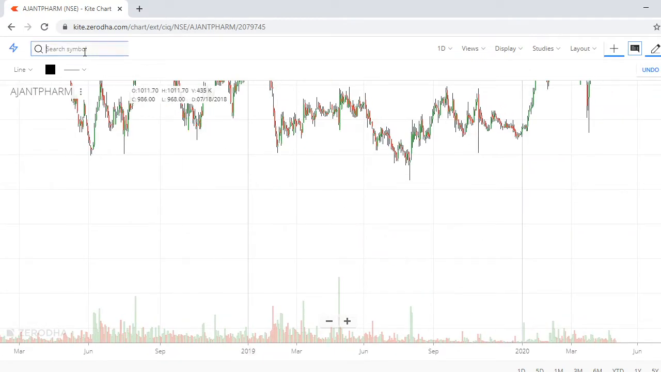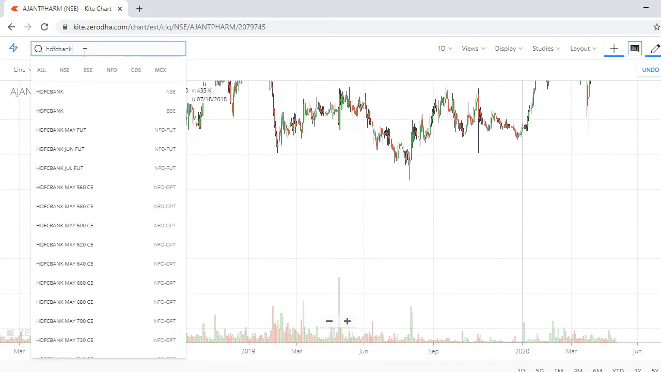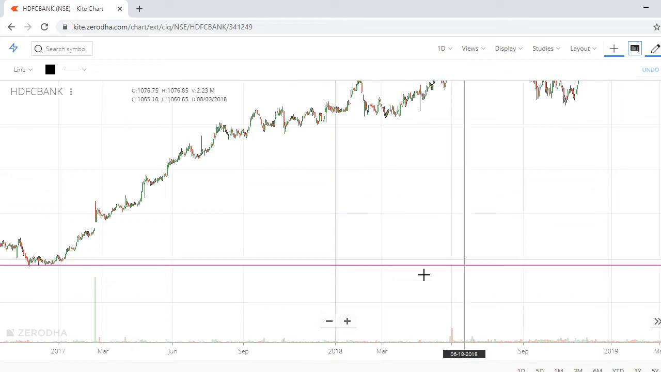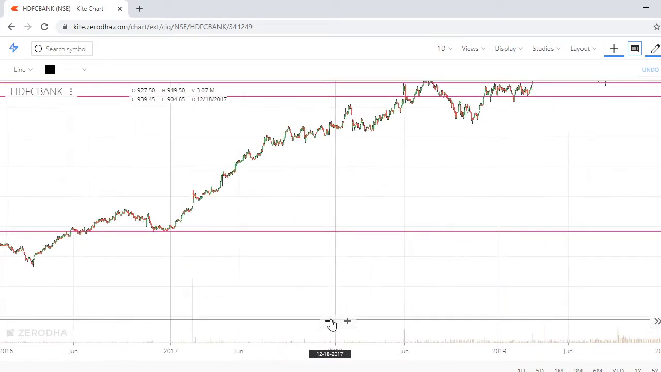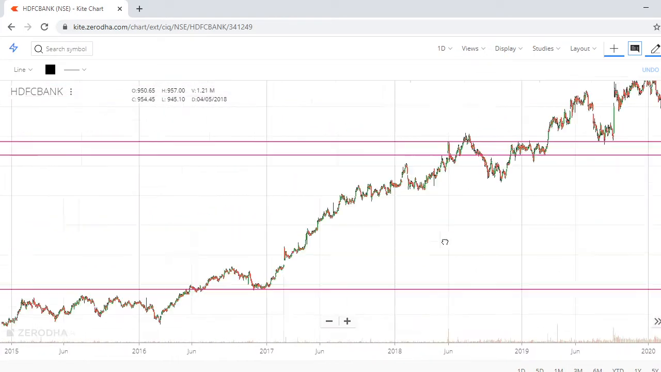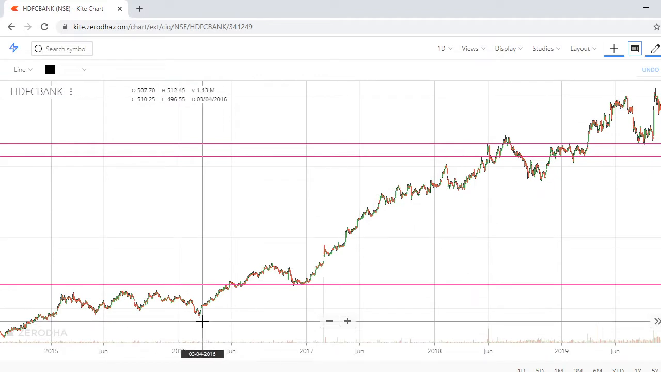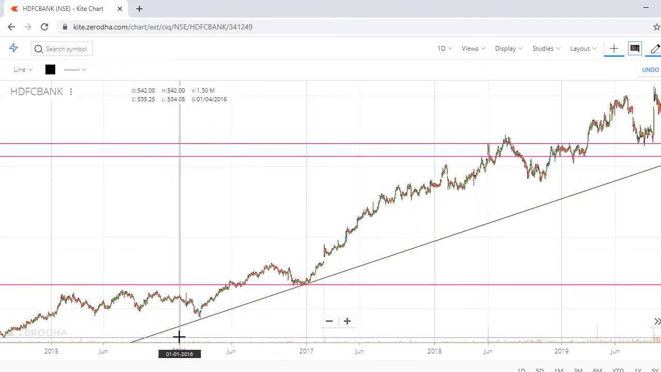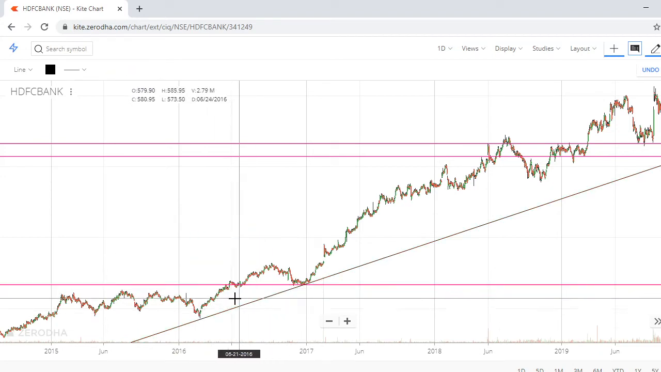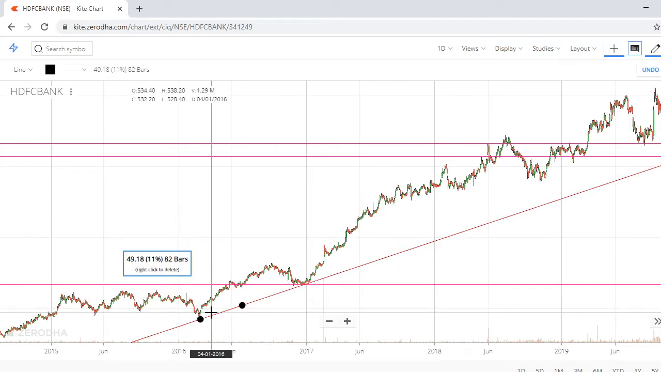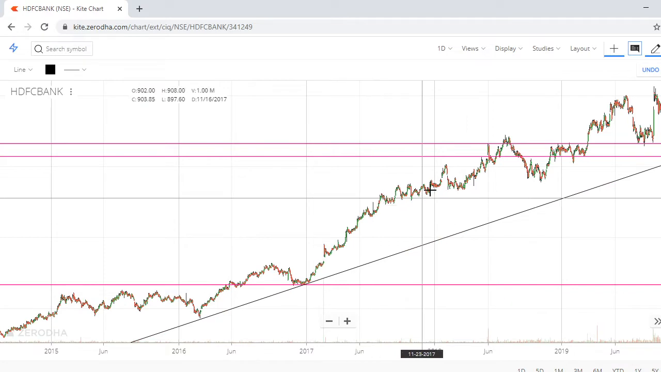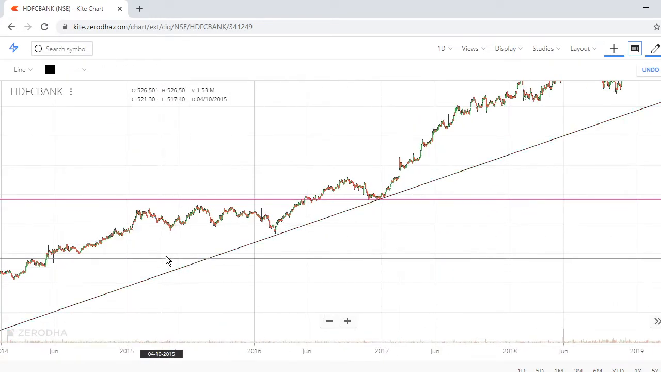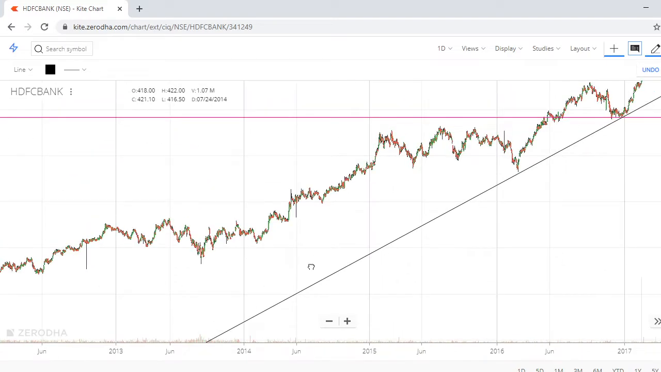Let's go back to some other good stock, HDFC Bank. Perfect. Now I'll see in a long term. Okay. Let's suppose I join these two. Now see, I am joining these two bottoms because this is an uptrend. See, the stock is climbing up, so this is an uptrend, and I am drawing it from 2016. Even if you go back also, it will work the same way.